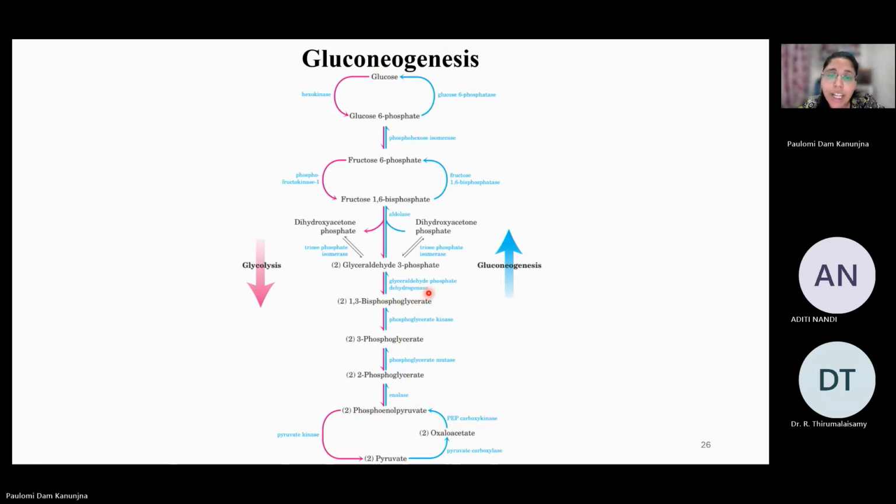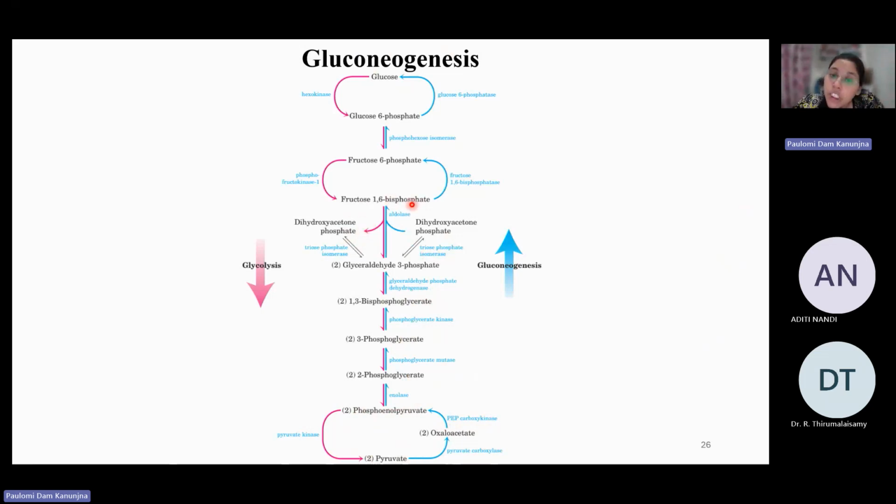1,3-bisphosphoglycerate, and you have glyceraldehyde phosphate dehydrogenase forming glyceraldehyde 3 phosphate, right? Again, you have triose phosphate isomerase to break it up into two forms, dihydroxyacetone phosphate and glyceraldehyde 3 phosphate. So it gets isomerized and forms these two components, which again via aldolase form fructose 1,6 bisphosphate.